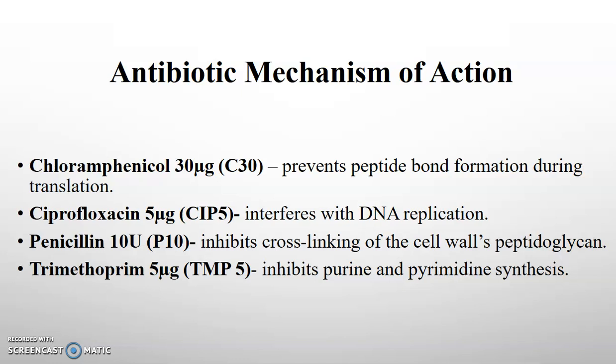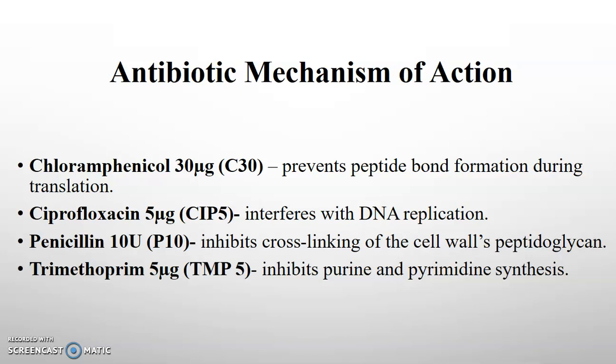Penicillin. Penicillin inhibits the cross-linking of peptidoglycan in the cell wall. Bacterial cells need peptidoglycan in their cell wall. That peptidoglycan gives the cell shape, structure, and support. And if it's destroyed in any way, it causes the bacterial cells to burst through cell lysis.